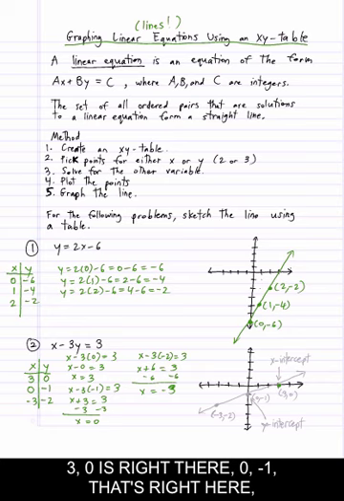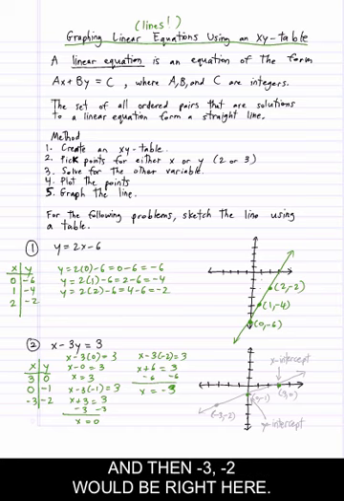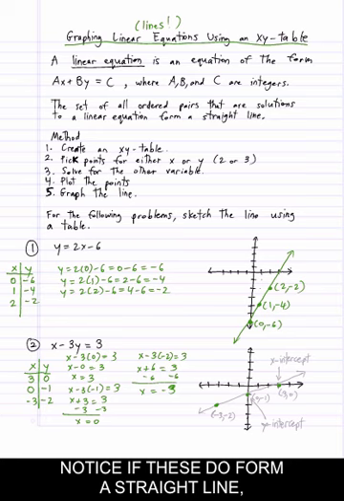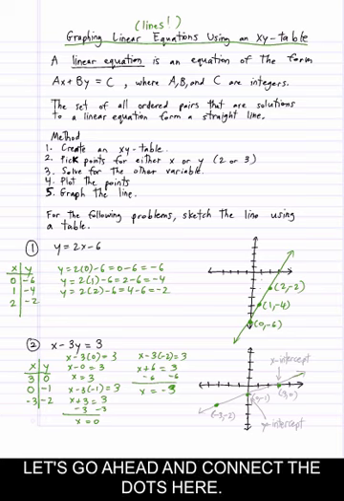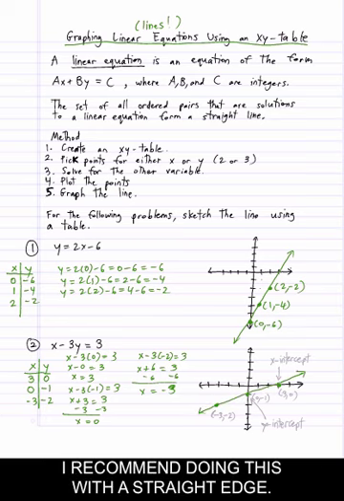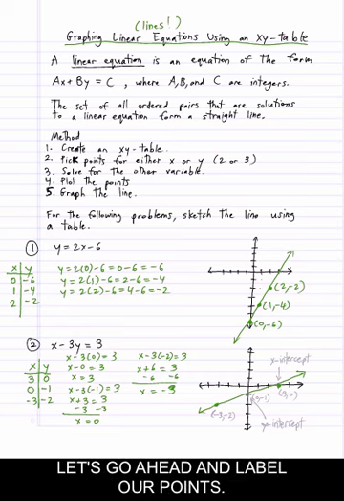0, negative 1, that's right here. And then negative 3, negative 2 would be right here. Notice that these do form a straight line. Let's go ahead and connect the dots here. I recommend doing this with a straight edge. Let's go ahead and label our points.